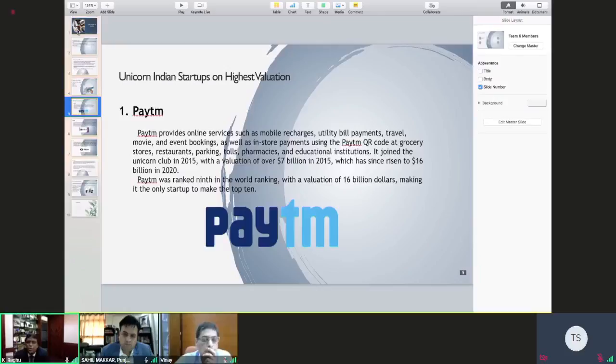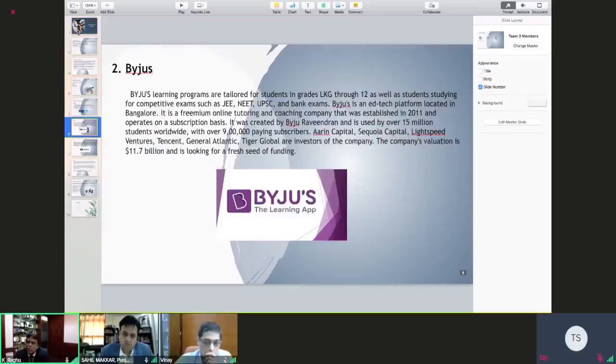Then if you look at Byju's, the educational sector, thanks to COVID, has undergone a huge change, and the entire education sector has been disrupted. Gone are the days. Now we have hybrid learning, where students, whether in primary, middle or high school, or even in professional courses, have switched over to online learning.